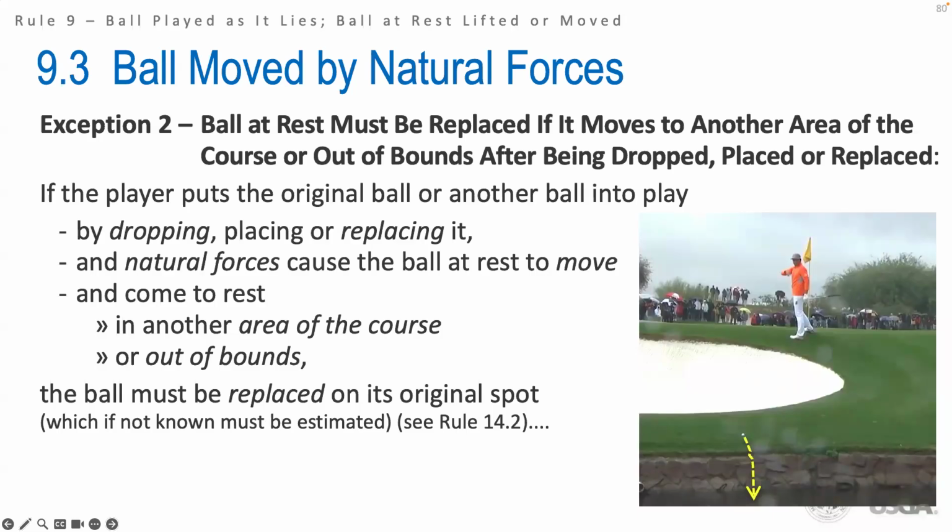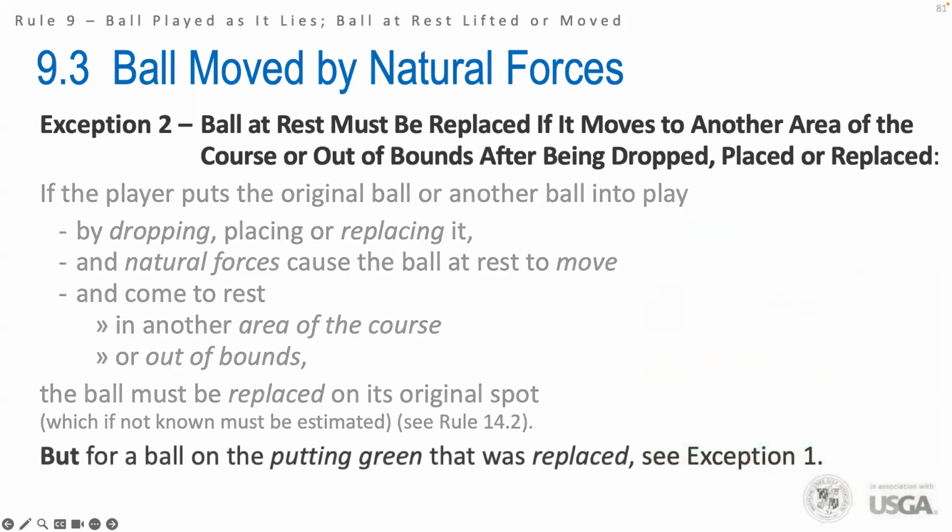So here he dropped his ball, it came to rest, and then sometime later, while he's not even near it, it rolled into that penalty area. Unfortunately at that time, this exception was not around, so I believe he did have that penalty, but now you're fine. You just want to get it back to that spot. Again, for a ball on the putting green that was replaced, we're going to revert back to exception 1.